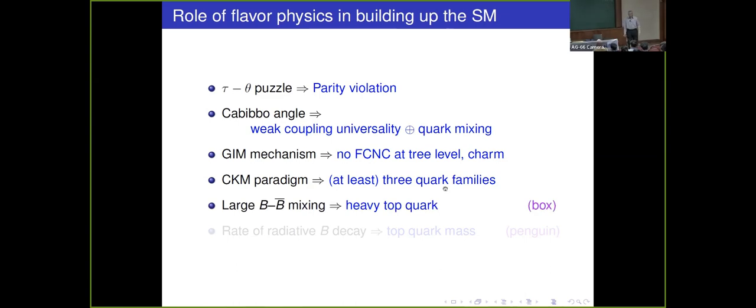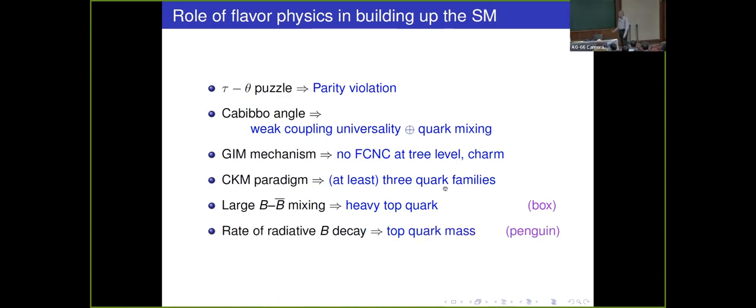Then people observed a large B-Bbar mixing, and as it turns out, the amount of B-Bbar mixing is governed by the square of the top mass in the amplitude. Therefore, the observation of large B-Bbar mixing indicated that a top quark indeed is heavy. And that was obtained through the calculation of a box diagram.